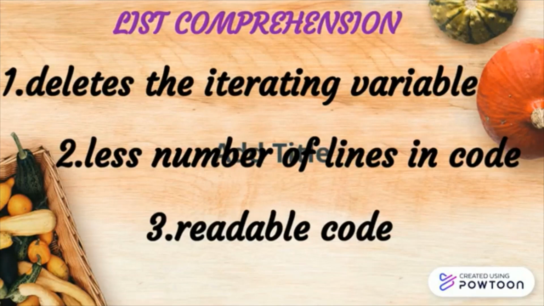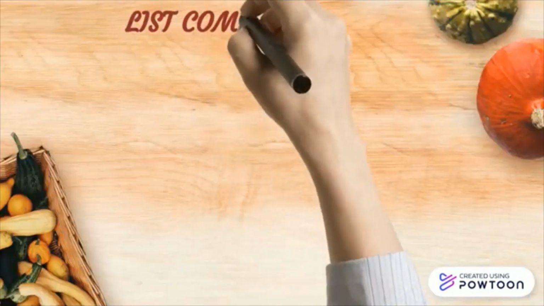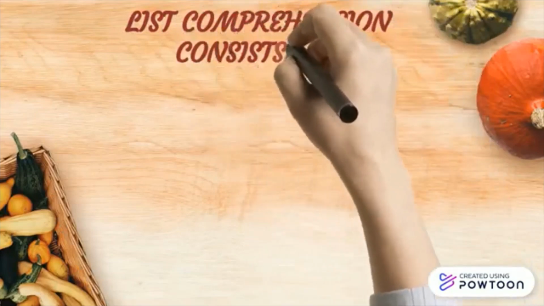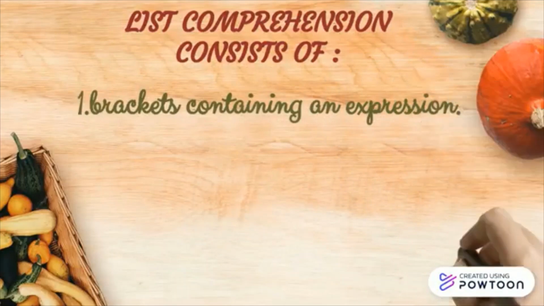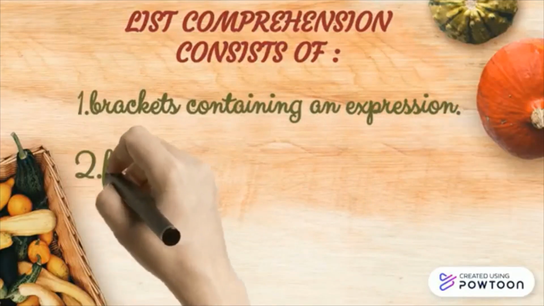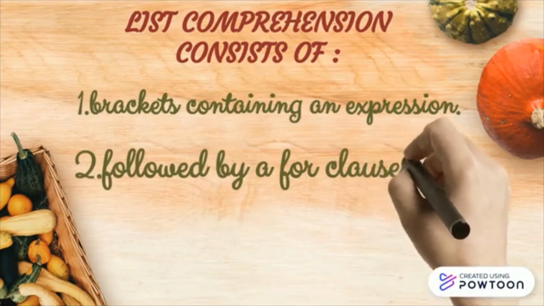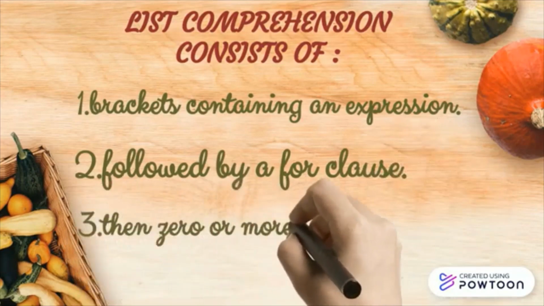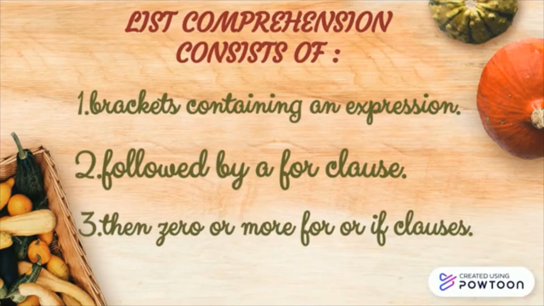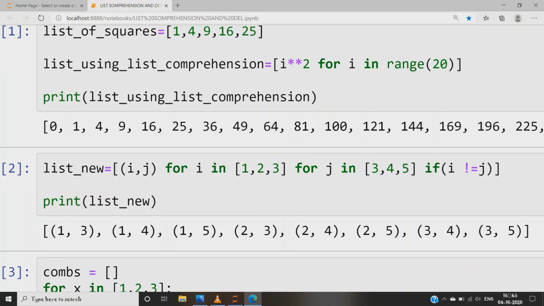Moving further on how list comprehension is done, a list comprehension consists of brackets containing an expression followed by a for clause, then zero or more for or if clauses. In the above example, i square is the expression and for i in range 20 is the for clause, and it was followed by zero for clauses because we require only one for loop and zero conditional checkings using if.